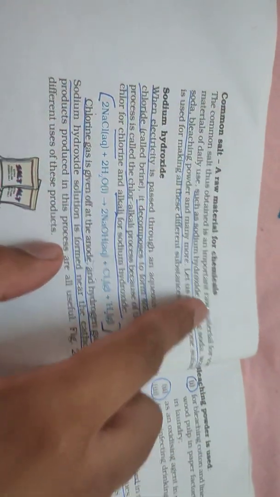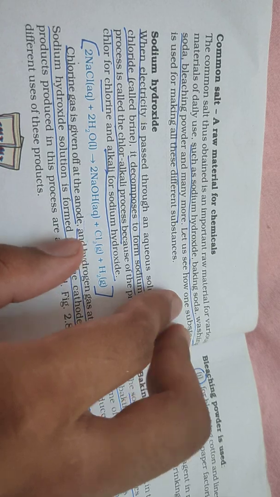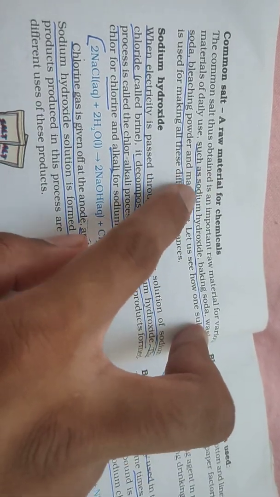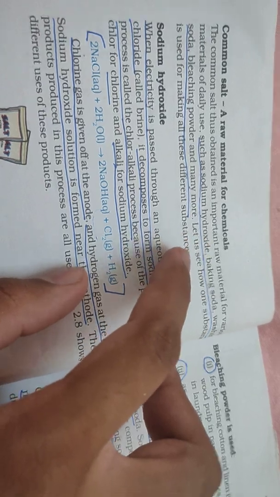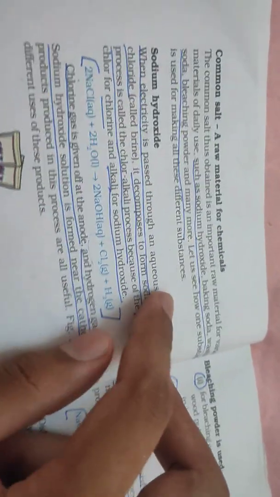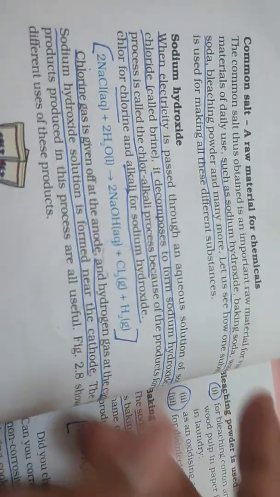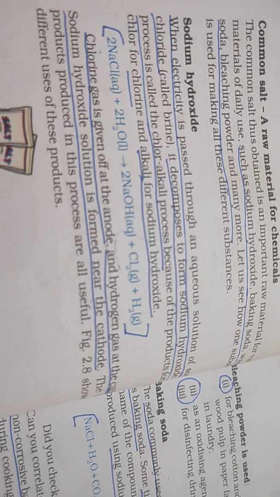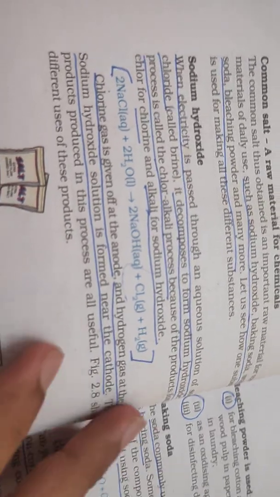So common salt is a raw material for chemicals. The common salt thus obtained is an important raw material for various materials of daily use such as sodium hydroxide, baking soda, washing soda, bleaching powder and many more. In these kinds of substances, the common salt is used. The common salt is used to make sodium hydroxide, baking soda, washing soda, bleaching powder and many more, and these are very important products. Now we'll learn how these products are actually formed.